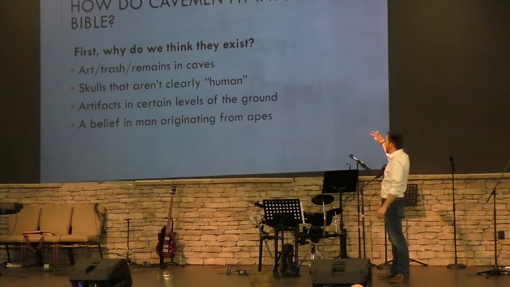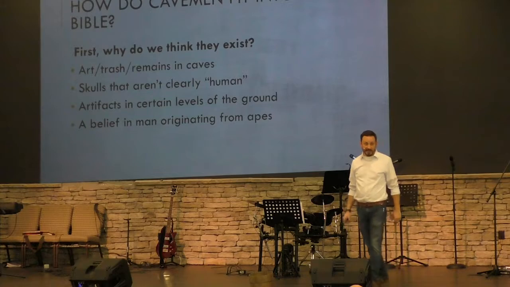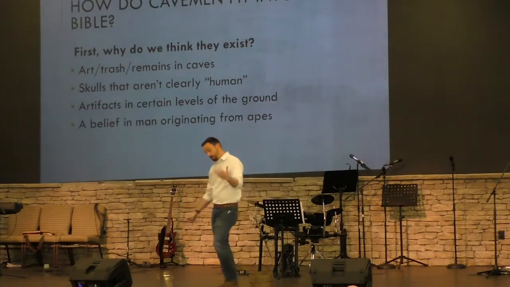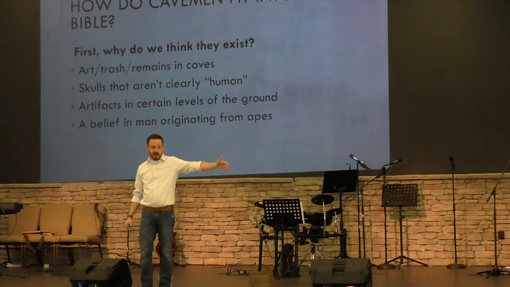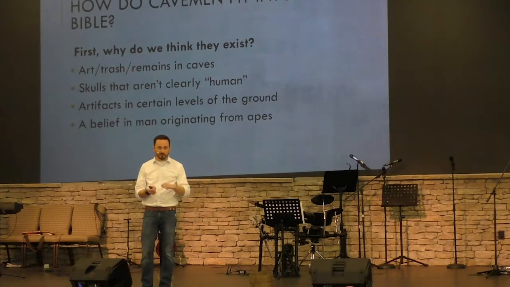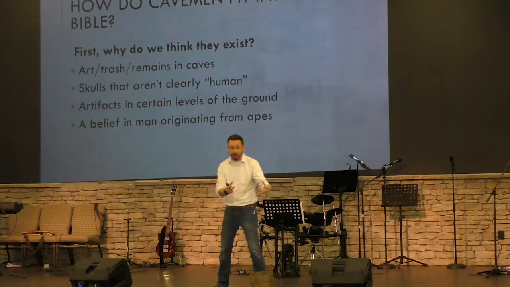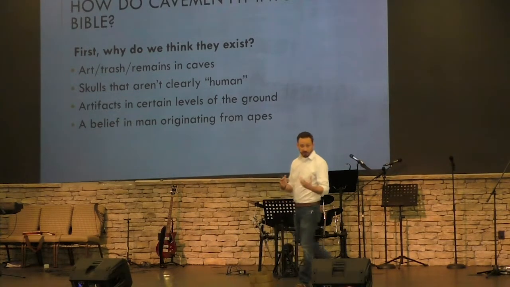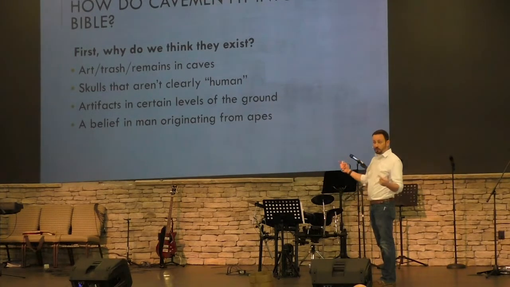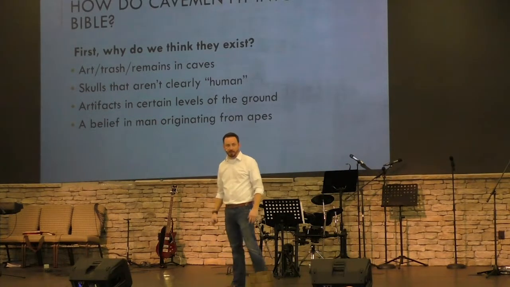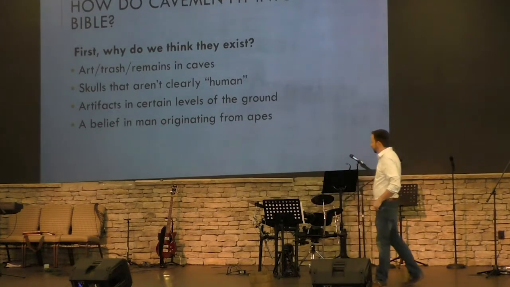Why else would we think that cavemen might have existed? We find art in caves, which implies man was there. We find trash in caves. Not Miller Lite beer cans, although they probably do find those in caves, but old-fashioned trash. Pottery, broken pottery shards and bits of animal bone that clearly have marks that they were butchered. A critter just didn't walk in there and die. It was cut by a tool. We find things like that in caves. Remains of human beings in caves. Skulls that don't look like a modern human skull. And then, of course, artifacts in certain levels of the ground, which we'll get to why certain levels of the ground matter later tonight. But that's why they think cavemen existed.